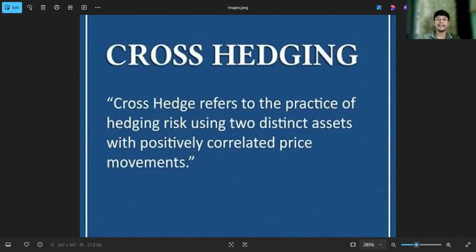Reason two, the direct market is too illiquid. Sometimes a contract technically exists, but almost nobody trades it. Low liquidity means wide spreads and bad prices. A related, more liquid market can actually be cheaper and safer to use, even though it is not a perfect match. Then reason three, correlation is close enough to be useful.